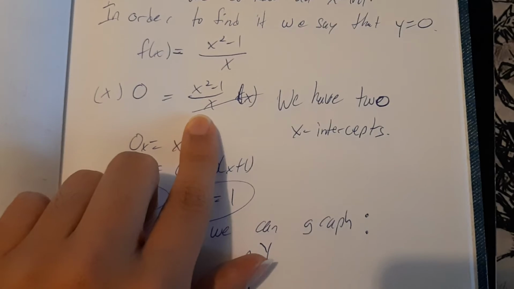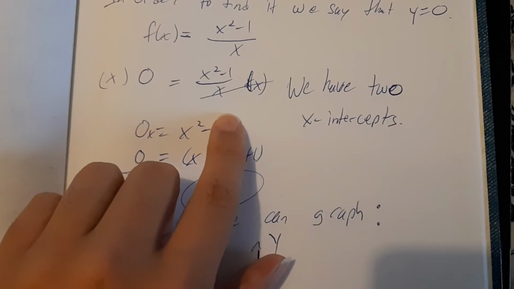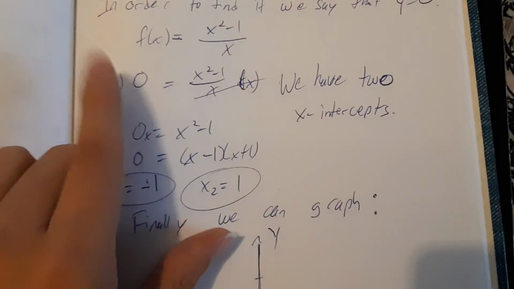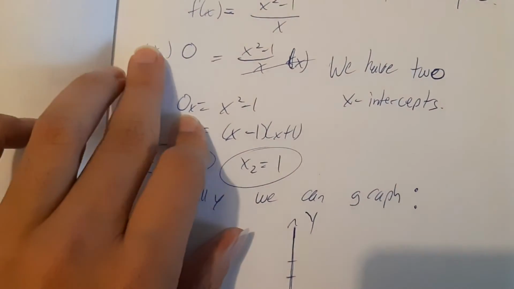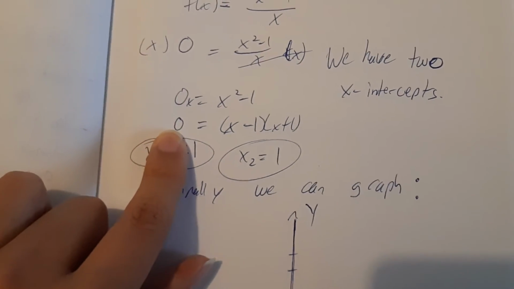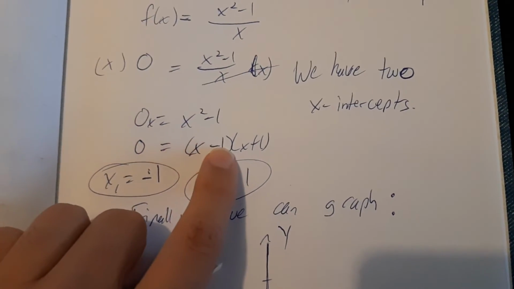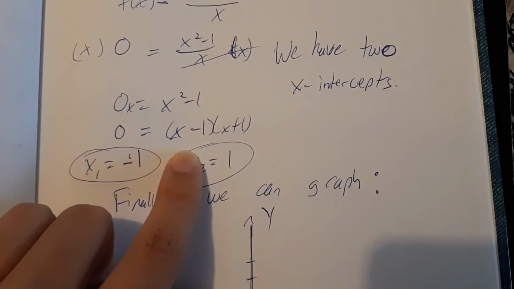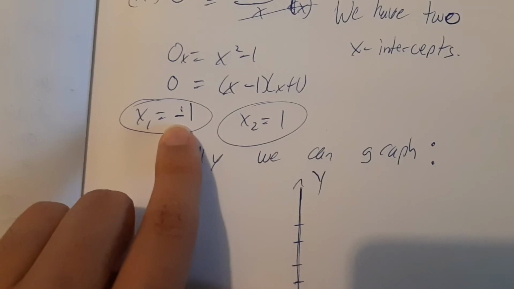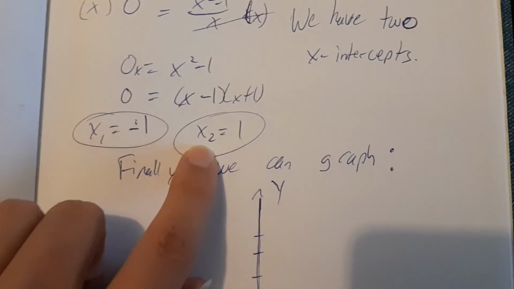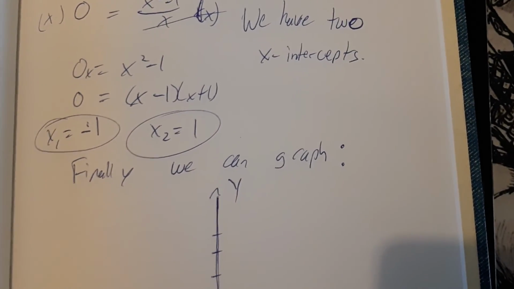We have to get rid of this denominator, so we do it by multiplying. So x times x, we cancel it out. And whatever we do on the right side, we do on the left side as well. And x times 0 is 0. I wrote 0x just so that you know what happened to that x, but it's actually just 0. Then we have 0 is equal to x squared minus 1. And then we just factor it: x minus 1, x plus 1. From x plus 1, we have that x is negative 1. And from x minus 1, we have that x is equal to 1. So now we have two x-intercepts. Hopefully I didn't go too fast there.